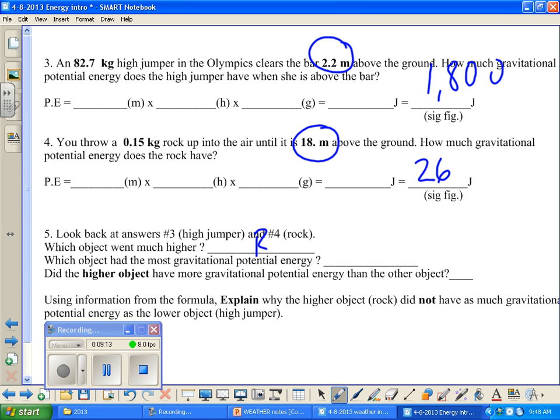Okay, so read the question. Sometimes your brains think that I'm asking you something different. Who had the most potential energy? Oh, the jumper did, didn't she? Okay, so read the question. Let me make an analogy here.